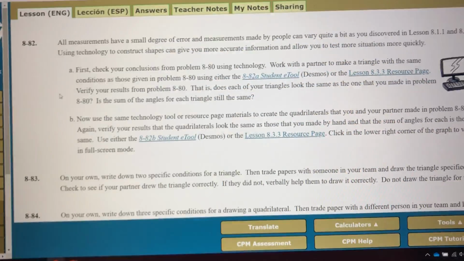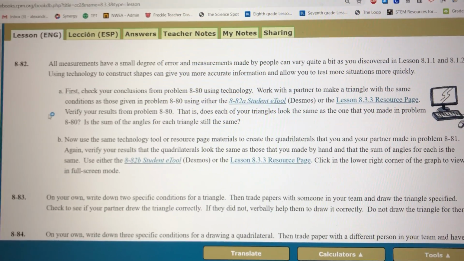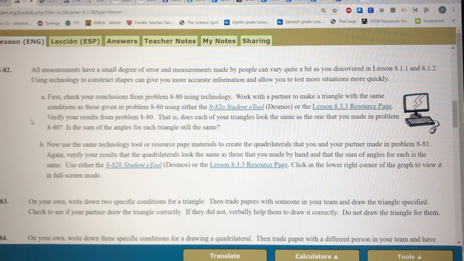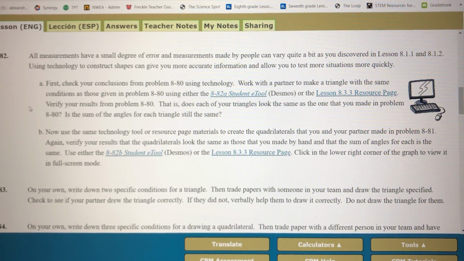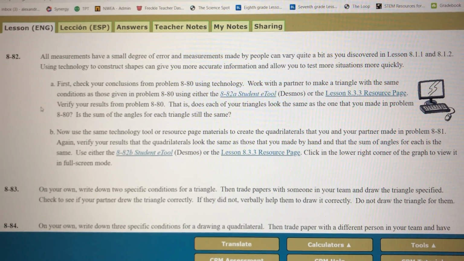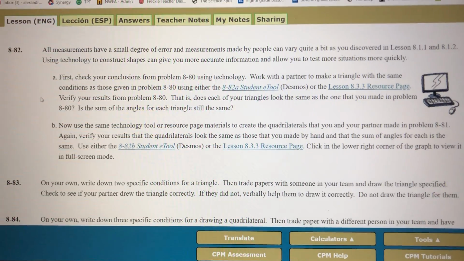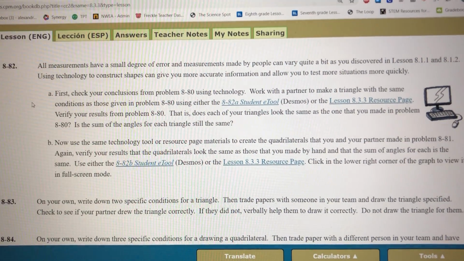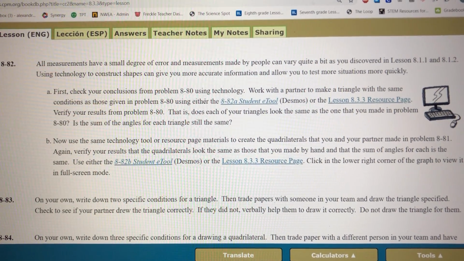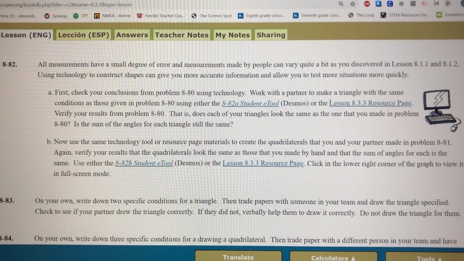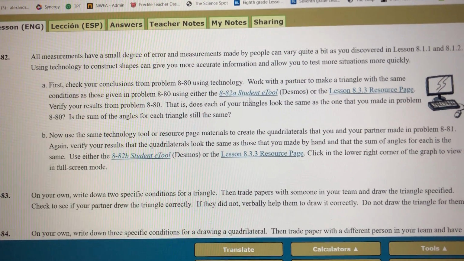All right, moving on to 882, the last problem. It says all measurements have a small degree of error, and measurements made by people can vary quite a bit, as you discovered in lesson 811 and 812, which we didn't do, but that's okay. Using technology to construct shapes can give you more accurate information and allow you to test more situations more quickly. So now we're going to check our conclusions from problem 880 using technology. Work with a partner to make a triangle with the same conditions as those given in problem 880, and we're going to use the E tool this time.